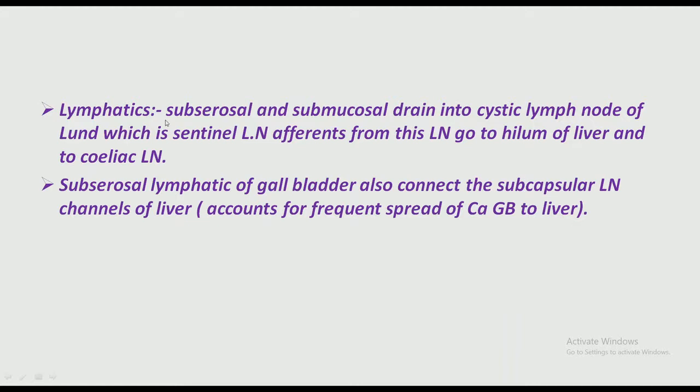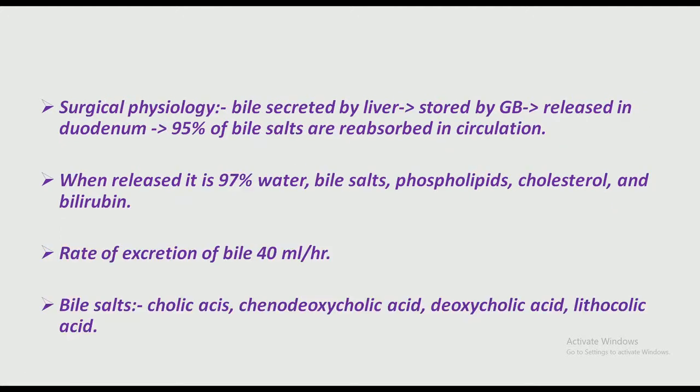The lymphatics are subserosal and submucosal, which drain into the cystic lymph node of Lund, which is the sentinel lymph node. Afferents from this lymph node go to the hilum of the liver and celiac nodes, but the subserosal lymphatics of the gallbladder also connect with subcapsular lymph channels of the liver, which accounts for the frequent spread of gallbladder cancer to the liver. This is an important MCQ question.